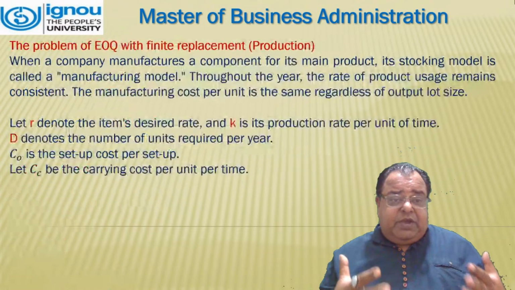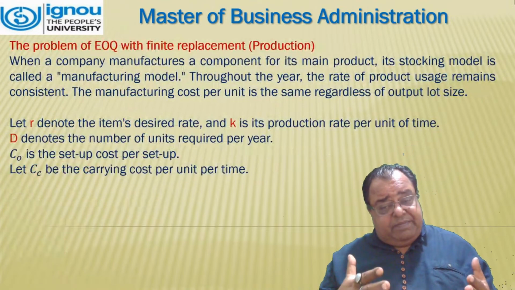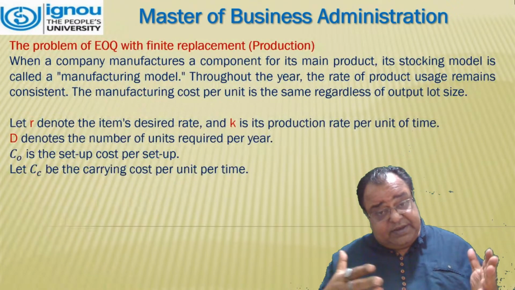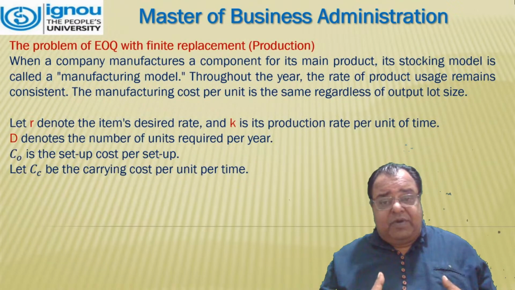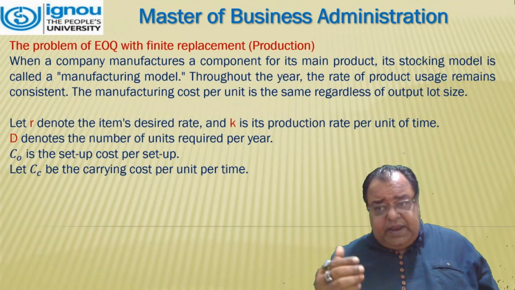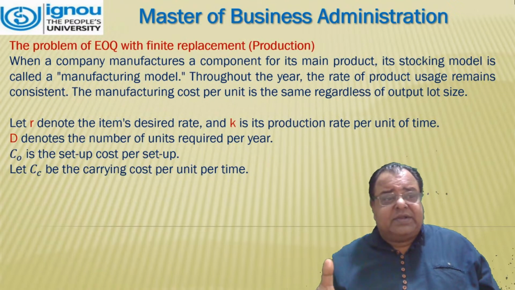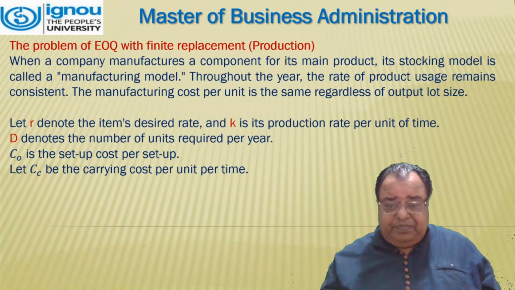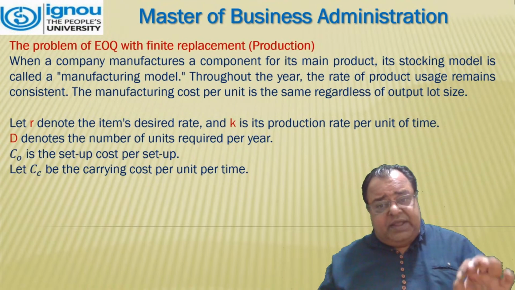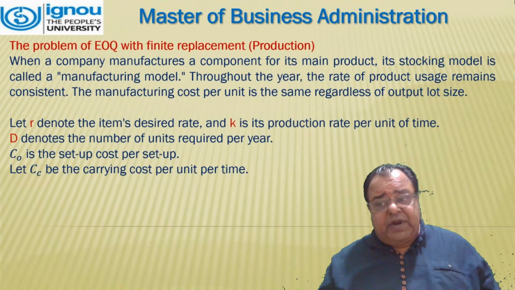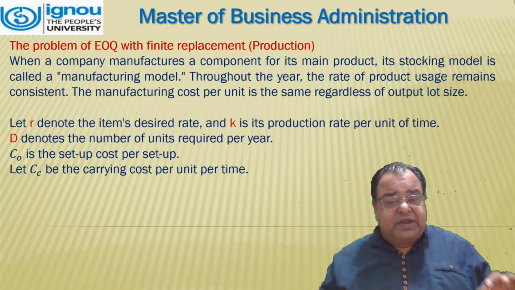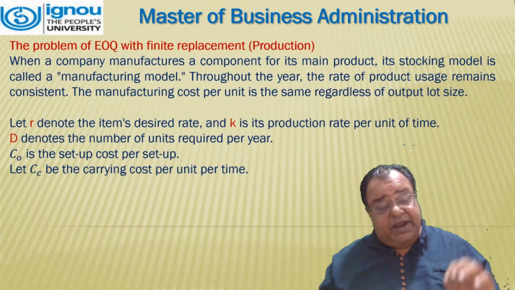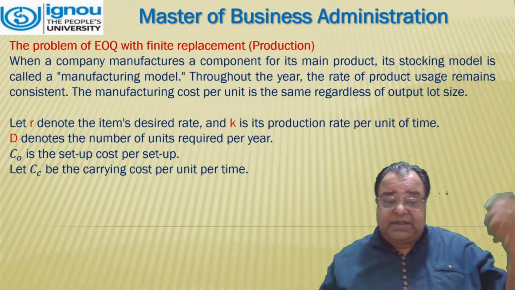The problem of EOQ with finite replacement, that is the second case in production. When a company manufactures a component for its main product, its stock model is called a manufacturing model. Throughout the year, the rate of product usage remains consistent. The manufacturing cost per unit is the same regardless of the size of the output.